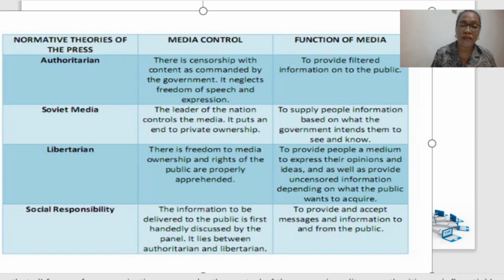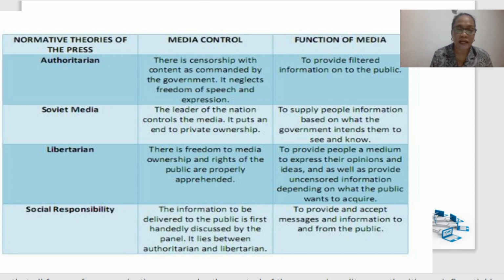So what about Soviet media? So Soviet media theory, the leader of the nation controls the media. It puts an end to private ownership. So meaning to say, Soviet media is a media that is owned solely by the government. So the supply of information to the people is based on what the government intends them to see and know. So it is actually solely owned by the government, and it is the government to filter the information to be given to the people.